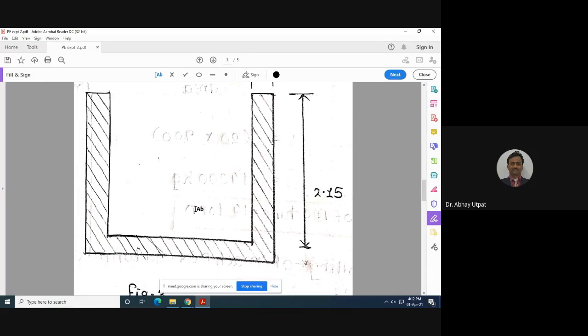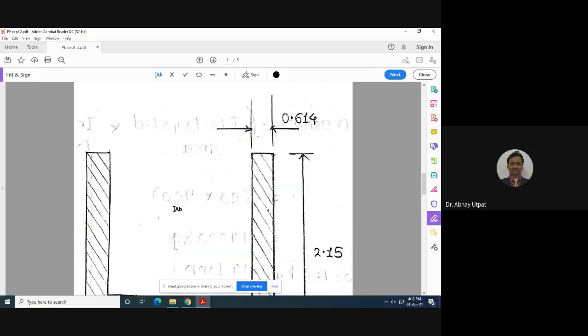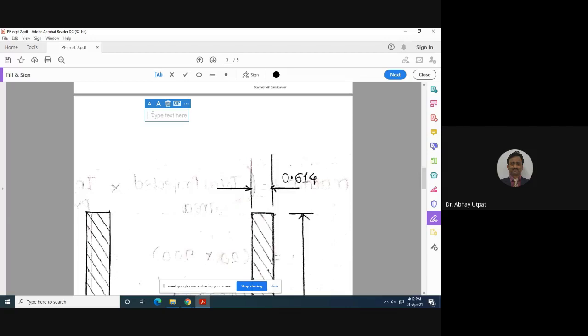How to verify the stress? You know that sigma is equal to P into D upon 2T. I hope you are remembering this. Here it is difficult to find the symbols, that's why I'm writing sigma equal to P into D divided by 2T. You have appeared for the GATE examination. I hope you are remembering this formula. So stress is equal to pressure into diameter divided by 2 into thickness.